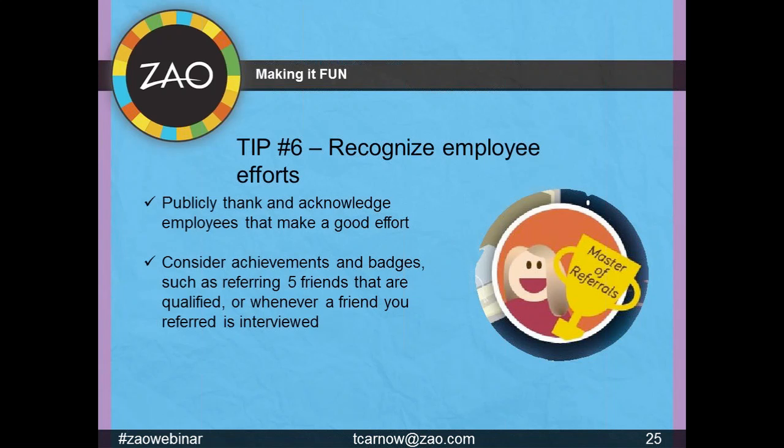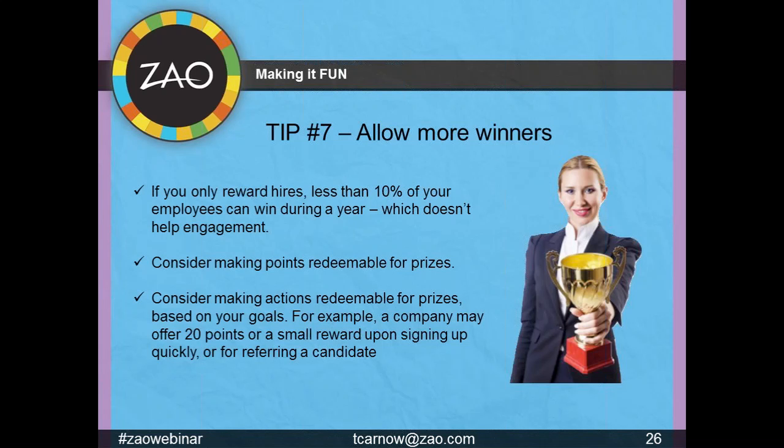And as we covered before, in Zao, employees automatically get points for efforts and achievements and badges for great efforts. Those are also great ways to acknowledge efforts. You can get as creative as you want with this, but we highly recommend acknowledgement of some form in order to keep people engaged. On to tip number 7. Allow more winners, because winning is fun, right?